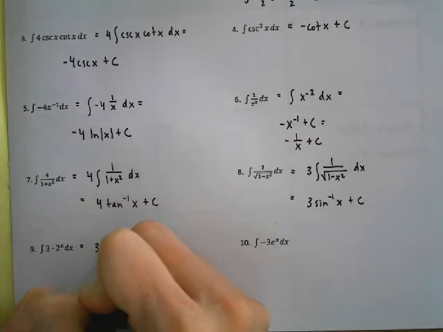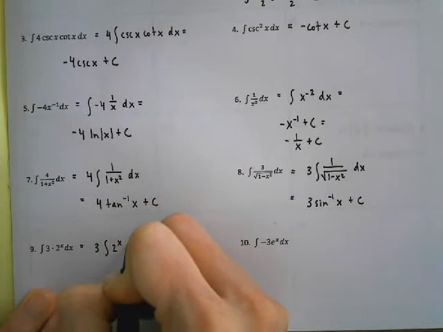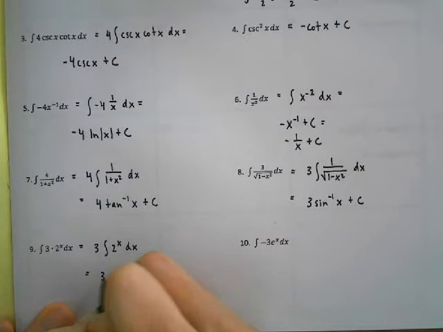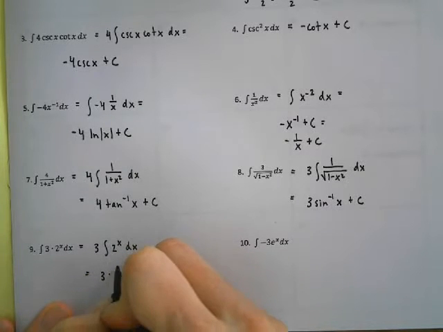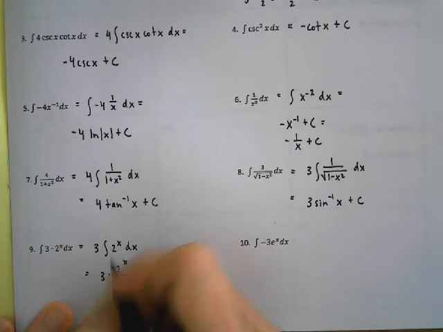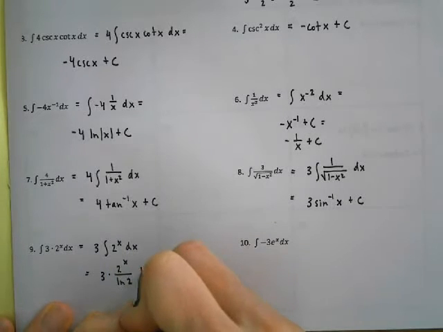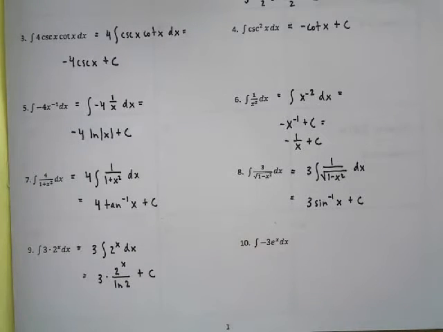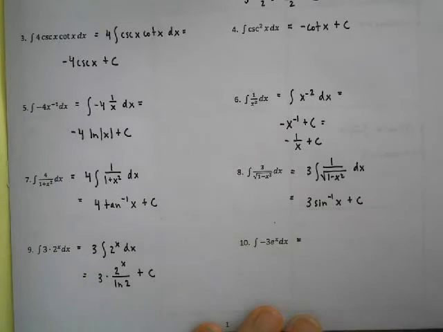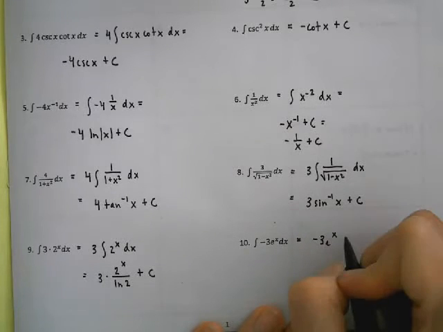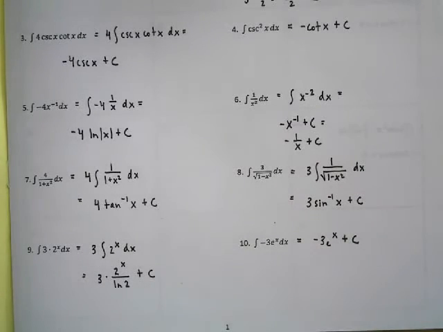Here, this is the same as 3 times the integral of 2 to the x dx. So now I have 3 times, well, I know the antiderivative is 2 to the x over the natural log of 2, plus c. And for the last one, e to the x, this is always a nice and easy one. Our antiderivative is negative 3 e to the x plus c.